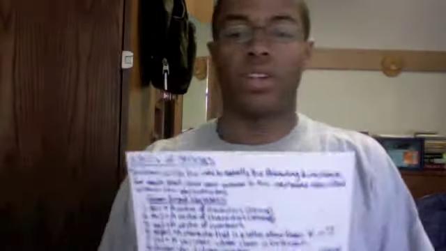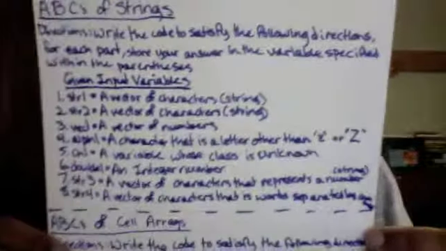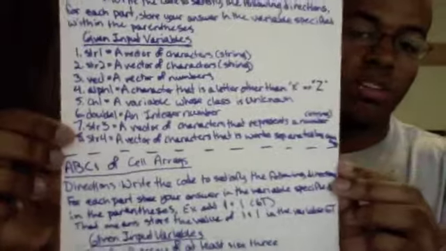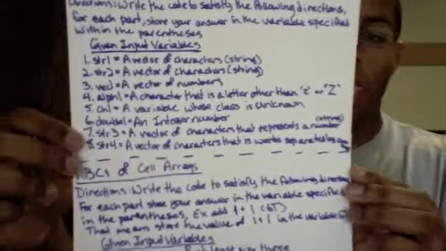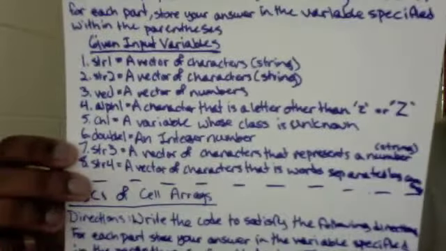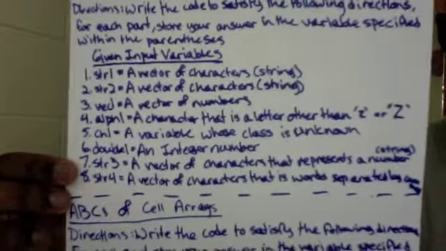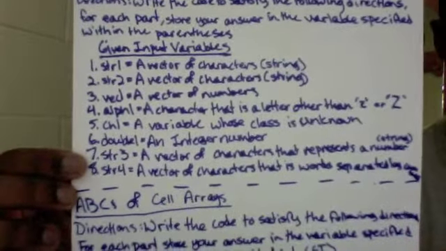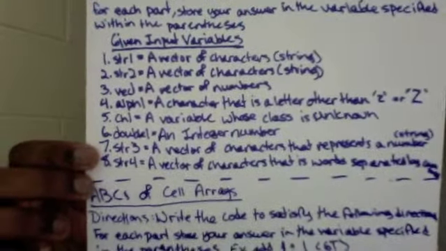So first I have the actual directions page of what they would give you in MATLAB. For the ABCs of strings, we have: write code to satisfy the following directions for each part. Store your answer in the variable specified within the parentheses.